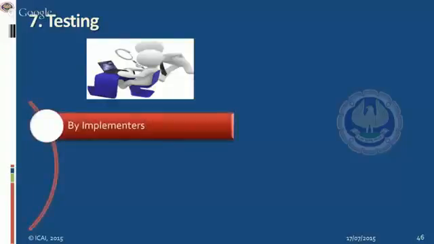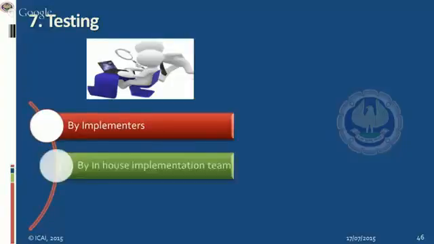After the implementation of the software, implementation means installation of the software, it is now time to test it. Testing shall be done by whom? Who will test? First, the software shall be tested by implementers, the team of persons who are implementing the software. This will be the first level of testing. Second level of testing shall be done by the in-house implementation team. These are our people.